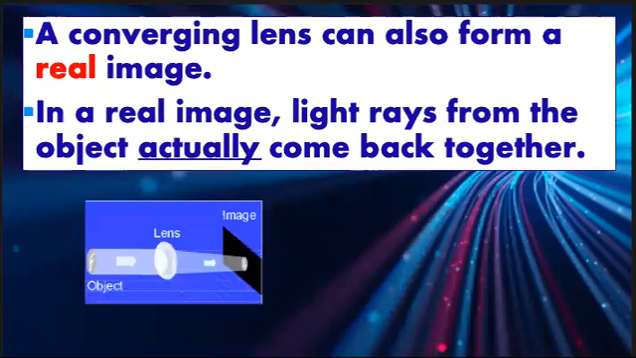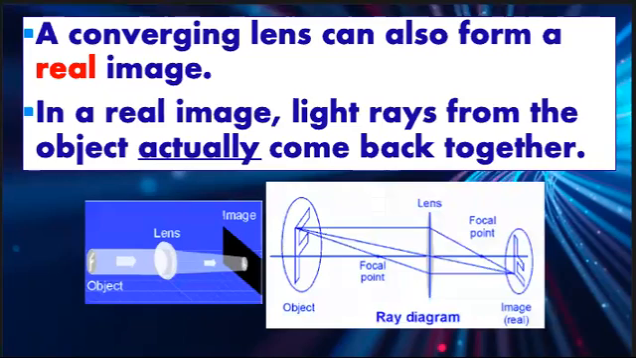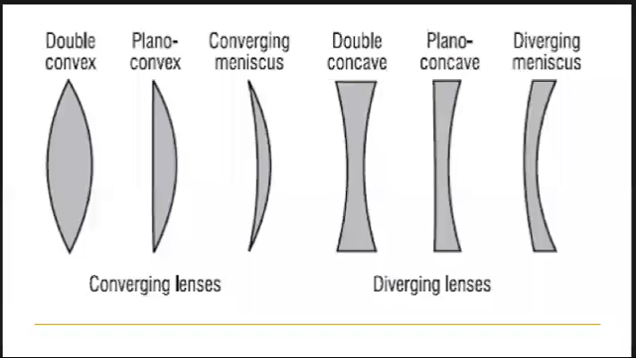There are two types, as I've mentioned. The converging lens can also form a real image. In a real image, light rays from the object actually come back together. A lens has two surfaces, each of which may be flat, concave, or convex. Whatever the shape of the surfaces, there are two categories of lenses: the converging and the diverging.